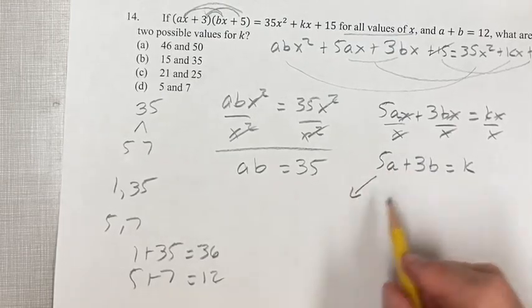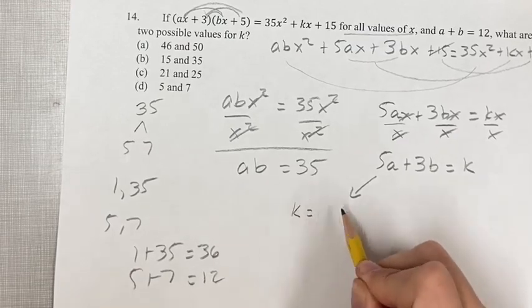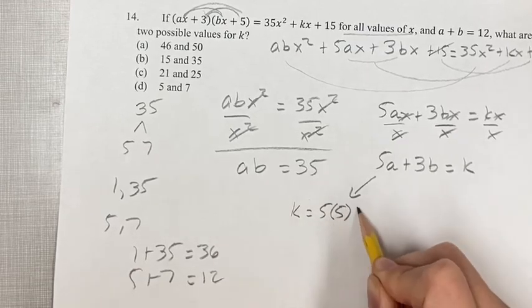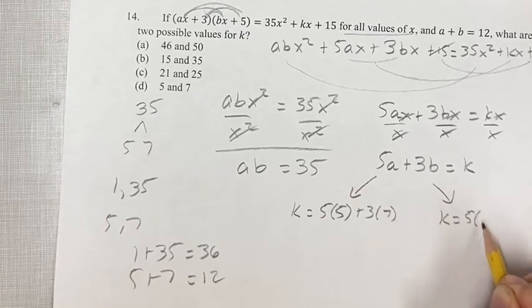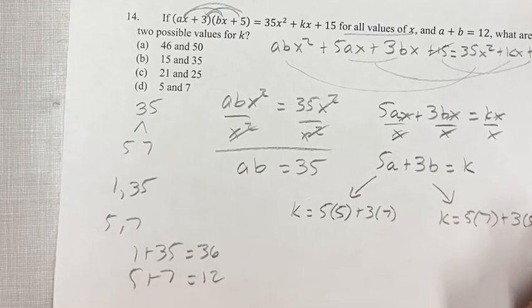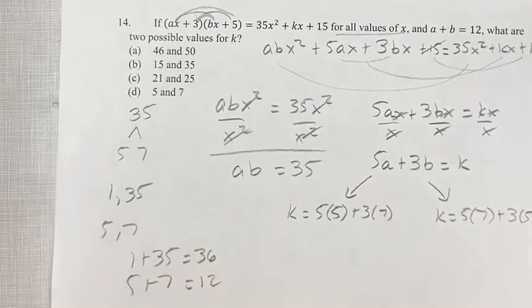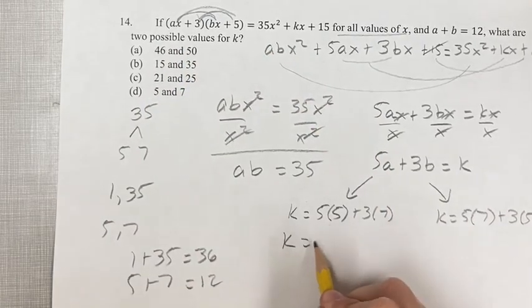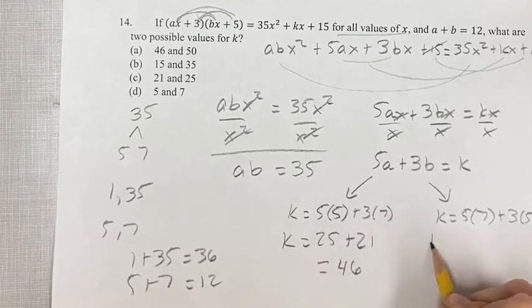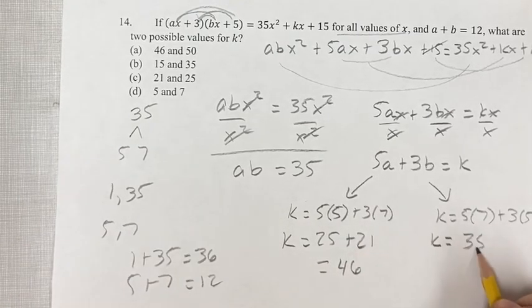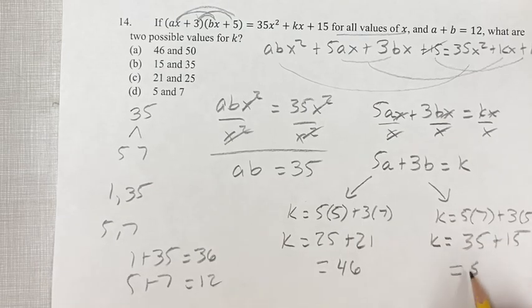So if a is 5 and b is 7, then k is equal to 5 times a, which is 5, plus 3 times 7. But if it's the other way around, then k is equal to 5 times 7 plus 3 times 5. And this is why we're asked for two possible values of k in our answers. Because one is k equal to 25 plus 21, which is 46. And the other is k equal to 5 times 7, which is 35, plus 15, which is equal to 50.